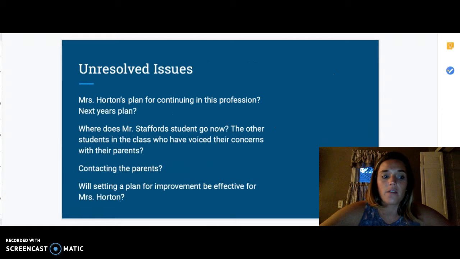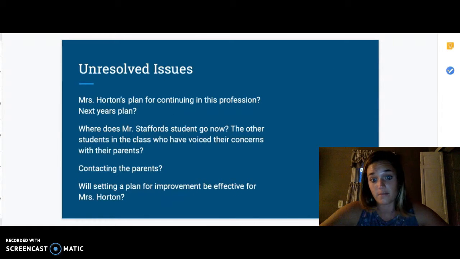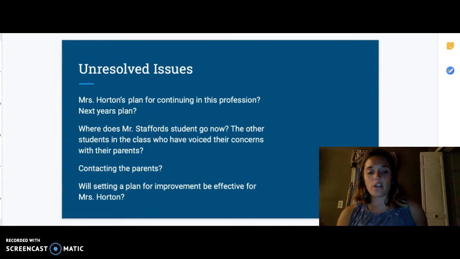Some of the unresolved issues within this case study: Mrs. Horton's plan for continuing is she wanted to come back next year. Are things at home a little too complicated where she's not going to be able to continue in this profession? Another thing is, will her improvement plan, if she decides to stay, be effective? What steps can they take to make sure that this plan is followed, and that she's moving in the right direction?